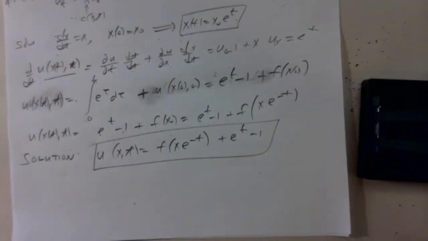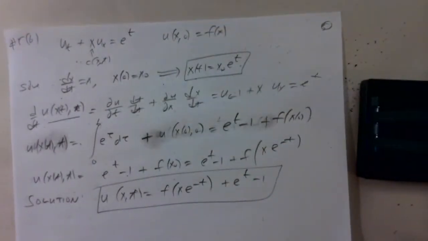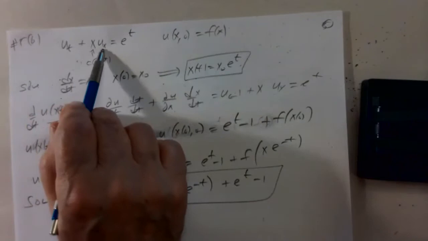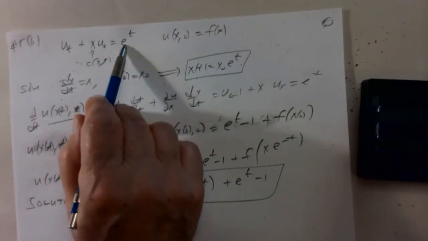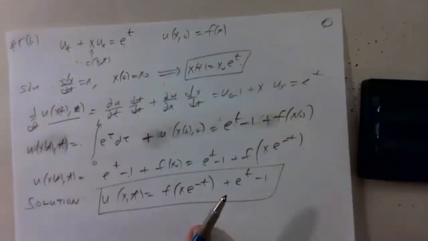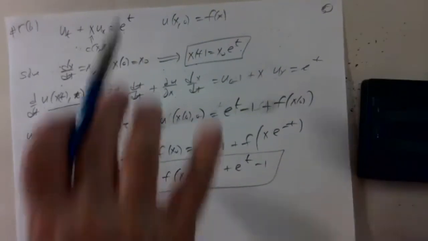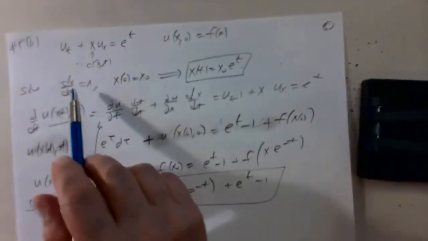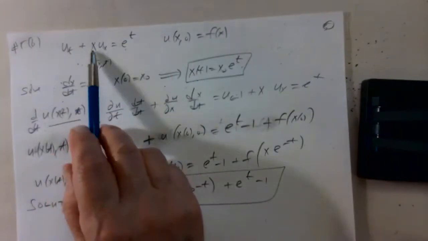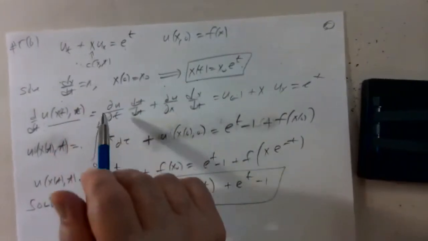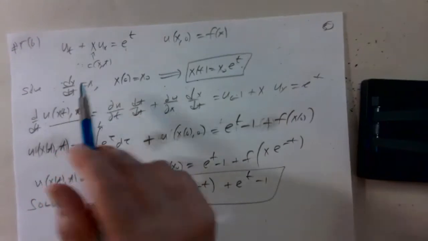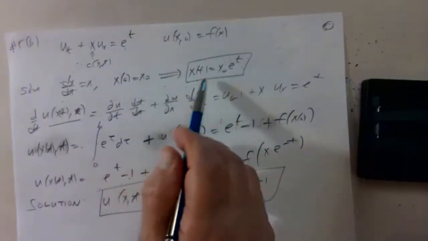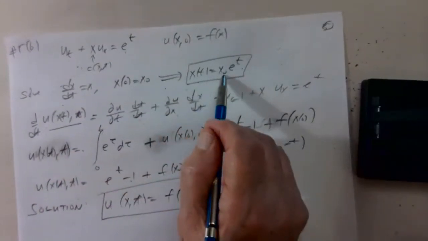Next was an inhomogeneous partial differential equation. u_t plus x u_x, and on the right-hand side, instead of 0, an e to the t. So again, we look for the characteristic curve, which is what you get when you solve dx/dt equals whatever is multiplying u sub x. dx/dt equals x, that's just e to the t. And the value at 0 we call x naught.